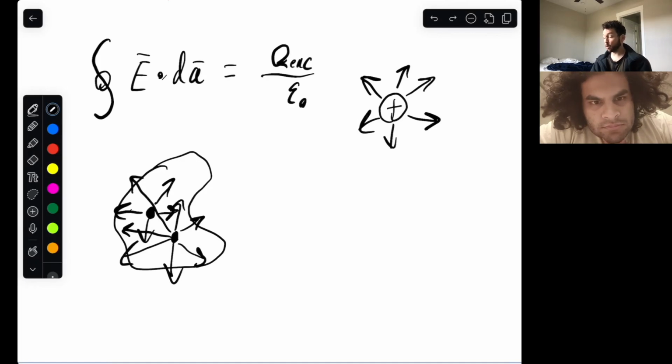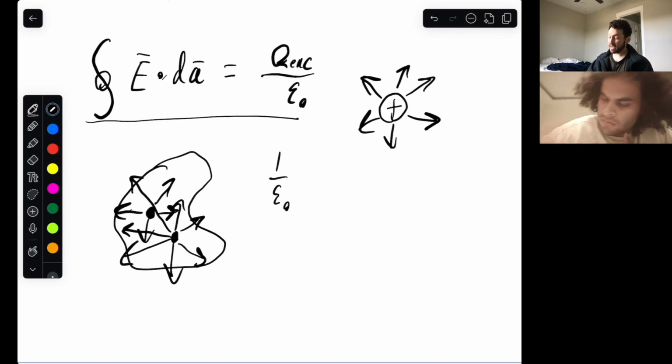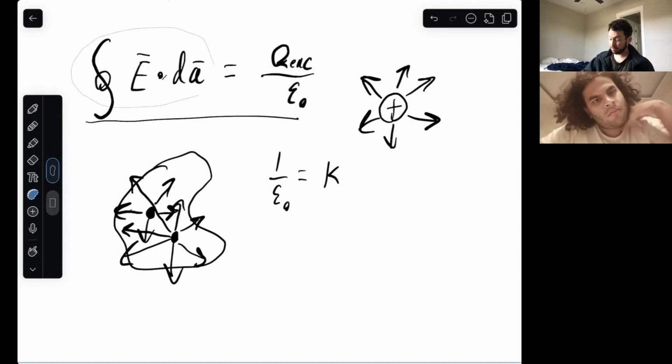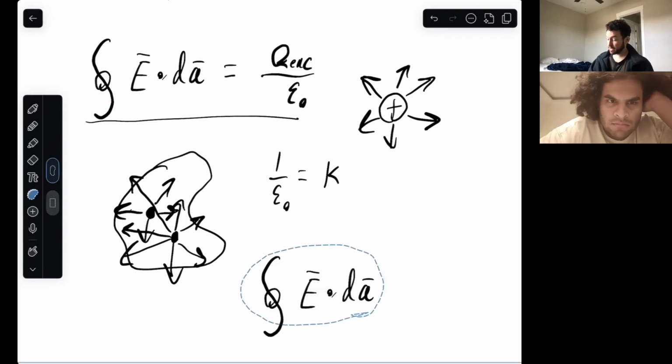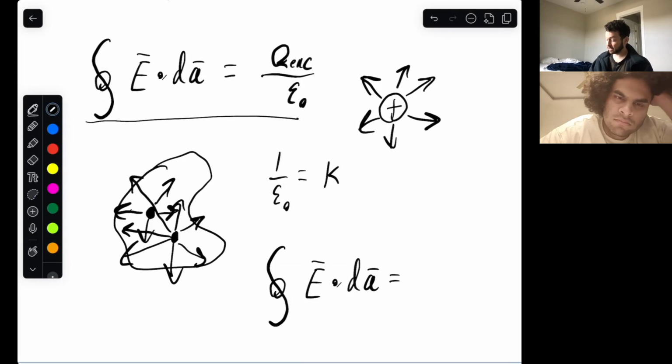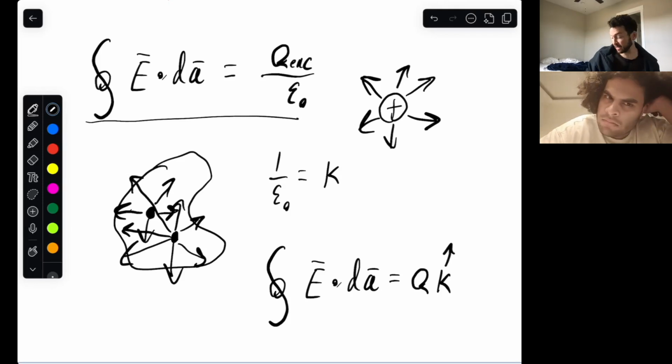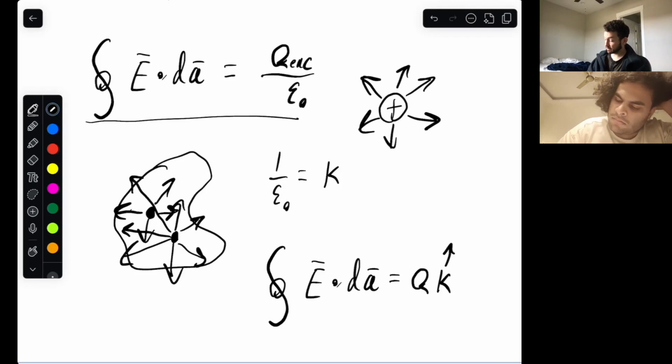Okay, now one final statement here. I'm going to take this law and I'm going to take this part, the 1 over epsilon naught, and I'm going to change it into a constant. And since I'm lazy, I'm just going to call it K. All right? If we write it this way, then Gauss's law starts looking like this. Now, what does K mean? Here's what it means.